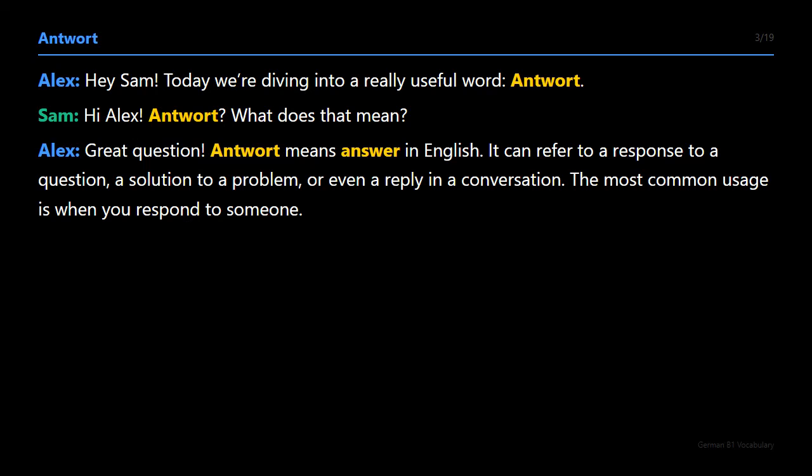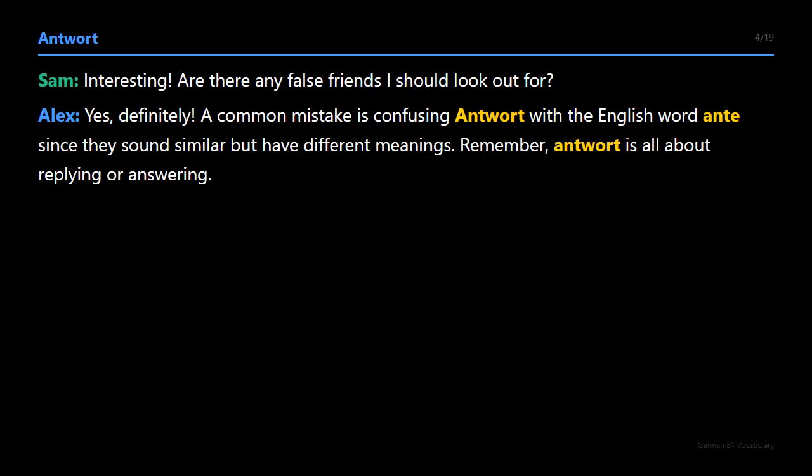Interesting. Are there any false friends I should look out for? Yes, definitely. A common mistake is confusing Antwort with the English word, Ante, since they sound similar but have different meanings. Remember, Antwort is all about replying or answering.